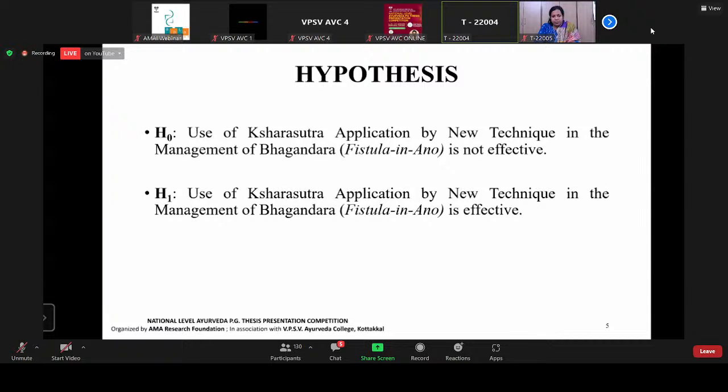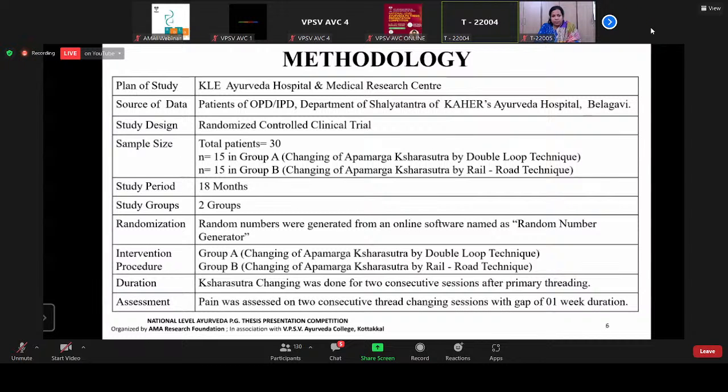Now coming to the methodology of the thesis. The study is conducted at KLE Ayurveda Hospital and Medical Research Center. The source of data is patients of OPD and IPD, taken from the Shalyatantra Department of KAHER Ayurveda Hospital, Belagavi. The study design was a randomized controlled clinical study. The study period is 18 months and the total sample size is 13, divided equally into two groups. Group A is thread changing of Sharsutra by the double loop technique, and group B is thread changing of Apamarga Sharsutra by the railroad technique.